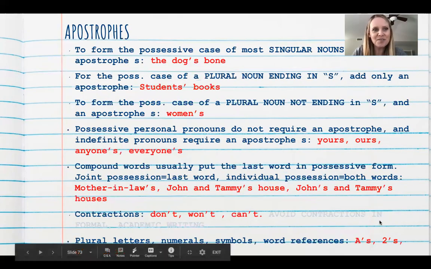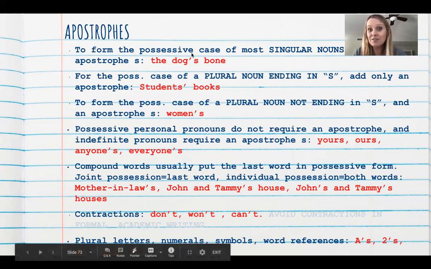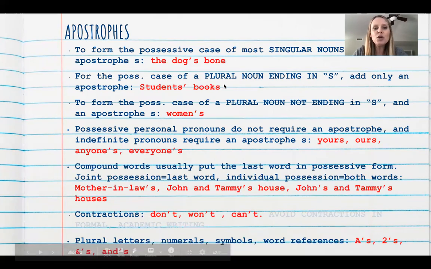All right, apostrophes are something that we learned back in elementary school, so hopefully this won't be too intimidating. You want to make sure that you're using apostrophes with possessive case, with singular nouns. When you have plural nouns that end in S, you put the apostrophe after it, students' books. When you have a plural noun that doesn't end in S, then you put it after the word and then the S. So women, apostrophe S, for women's. Possessive personal pronouns do not need apostrophes at all. So yours, ours, we don't need them. But if you have indefinite pronouns, you do need the apostrophe S. So anyone's, everyone's.